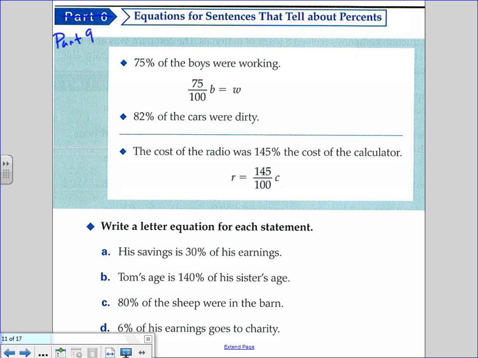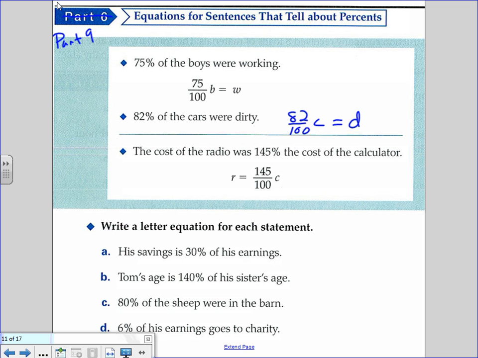Well, 82% is going to be 82 over 100. Of means to multiply, and we're multiplying by cars. Were dirty is going to equal D for dirty. So that would be our equation for that one.